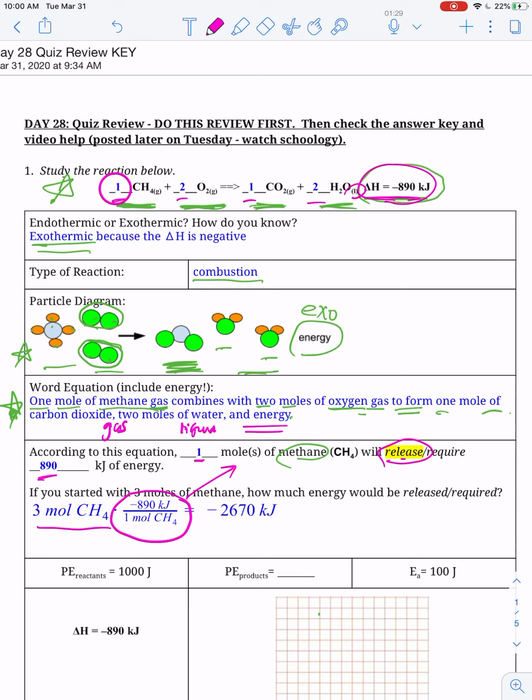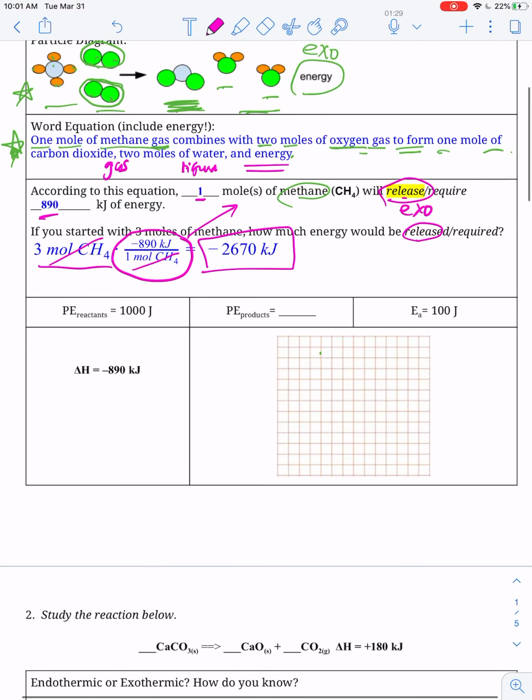Okay, negative 890 kilojoules over 1 mole of CH4, so those will cancel. That's going to give me negative 2670 kilojoules of energy, and that is going to be released because it is exothermic. Release is an exo word. Now, this next part is the part I think is going to be kind of confusing.